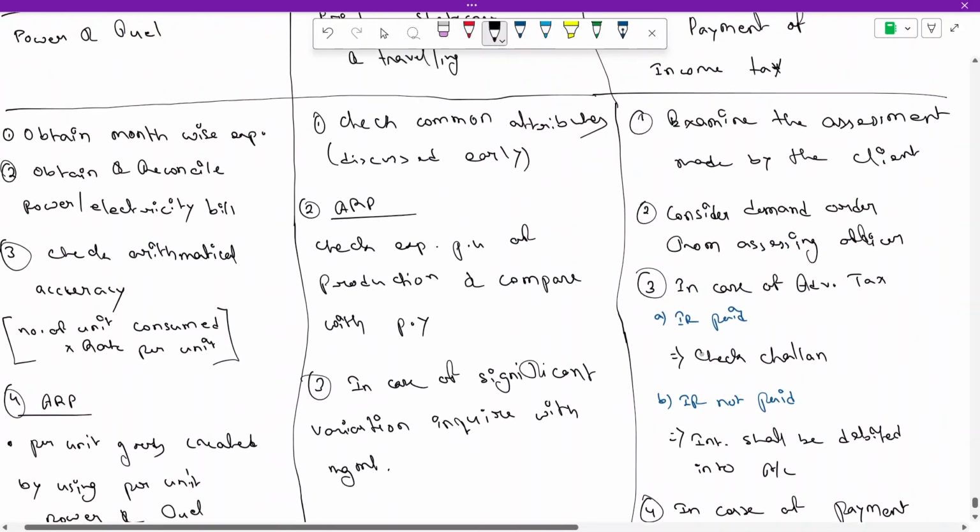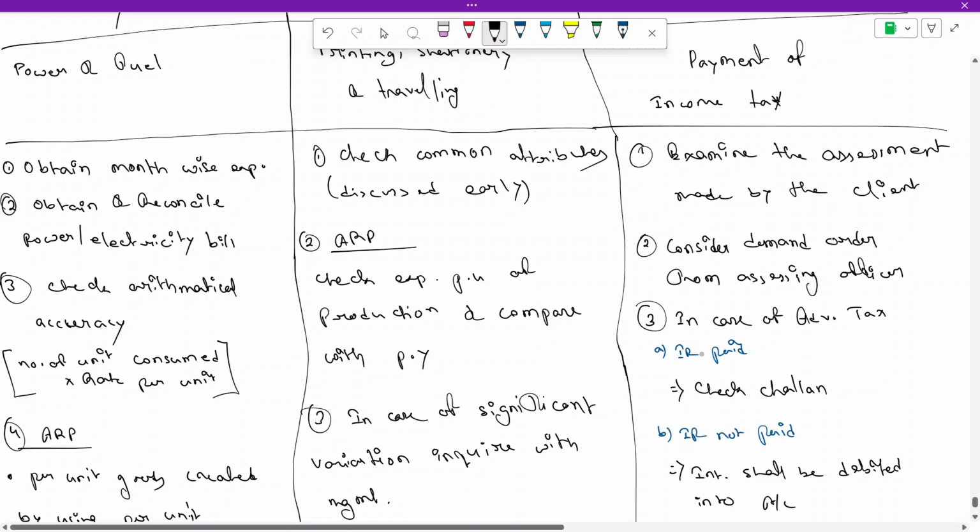For printing and stationery, check common attributes, check the expenses per unit of production and compare with previous year. And in case of significant variance, inquire with management.